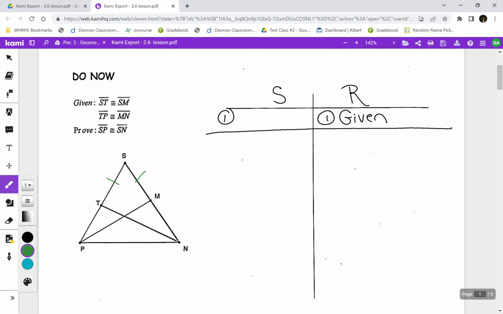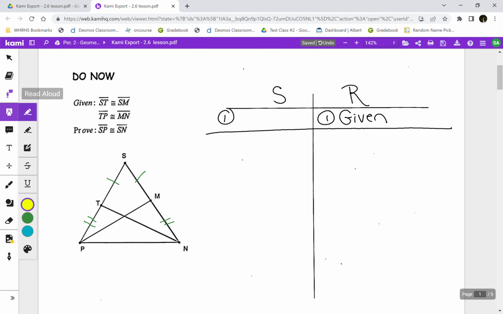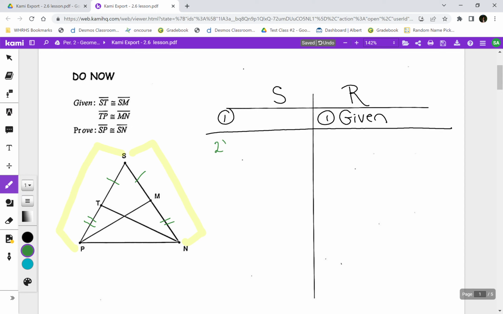No. Then we have TP is congruent to MN. Again, no conclusion I can draw there. So now what is it that we want to prove? We want to prove that SP is congruent to SN. So this is going to be a two-step proof. We will be allowed to say that SP is congruent to SN. Who thinks they know the reason?